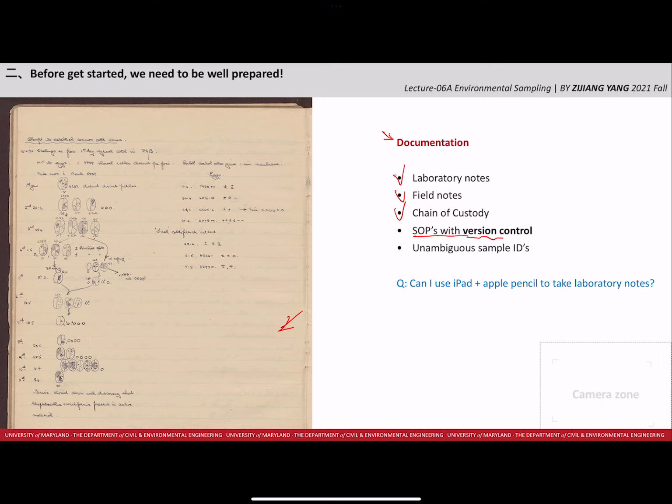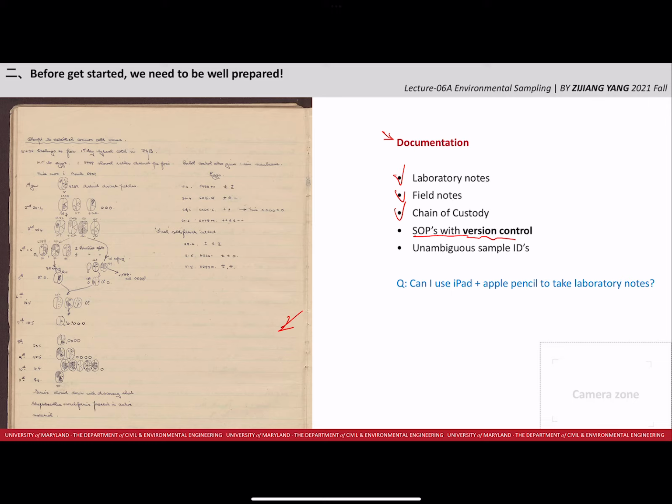But we must have version control, because when we have the procedure and we are doing the experiment, we may find this SOP can be improved. So sometimes while we do the experiments, we can revise the SOP, but we want to make sure we have the correct version because different people may use the same SOP.